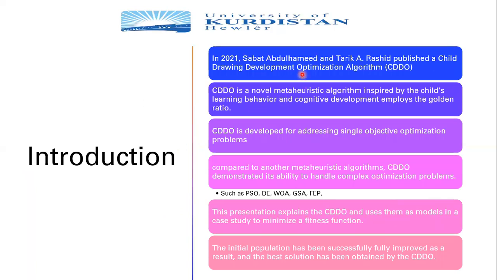Now, the algorithm was designed originally by Sabat Abdul Hamid and myself, Tariq Rashid, in 2021, and we called it the child drawing development optimization algorithm. This is a novel algorithm, which is inspired by child learning behavior and cognitive development.